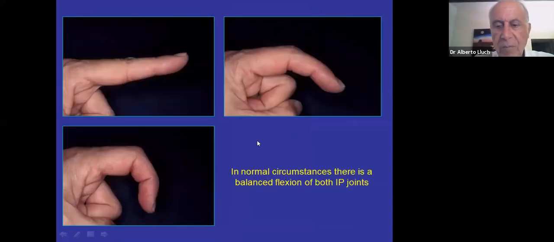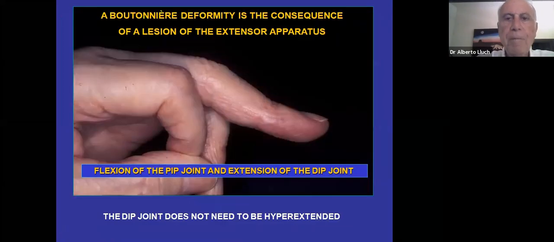In normal circumstances, there is a balanced flexion of both interphalangeal joints. So when the proximal interphalangeal joint is in extension, the distal one is in extension. When the PIP joint flexes a little bit, the DIP joint flexes a little bit. And when the PIP joint flexes more, the DIP joint flexes more. But it's always a balance between the position of the two joints.